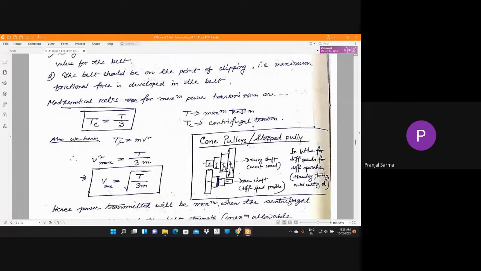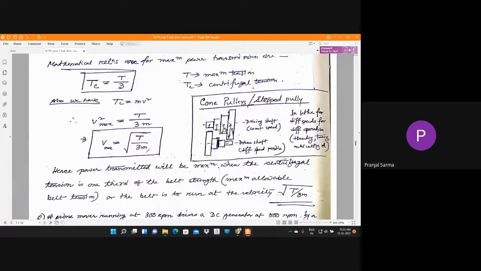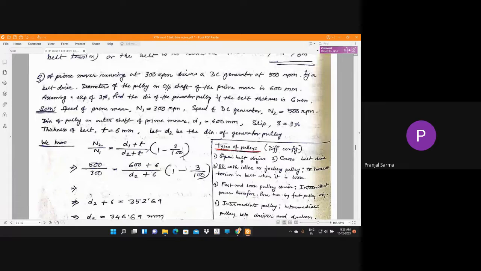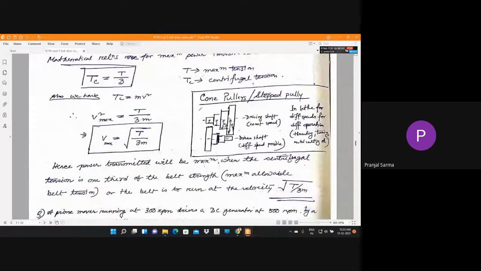Okay, so that centrifugal tension is one third of T, and V becomes root 3 by 3. These are the necessary equations which we will be using repeatedly. Apart from that, you can go through cone pulleys and step pulleys, where pulleys of different diameters are mounted on the same driving or driven shaft, so by pressing the belt onto a particular set of pulleys, we can get different speed ratios.